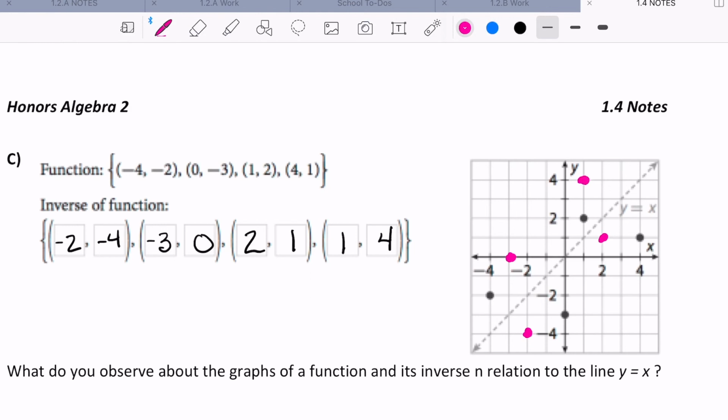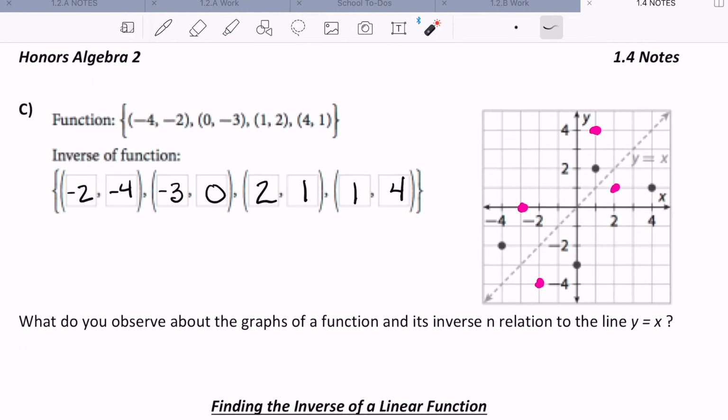Now, if you take a look at those points, what do you observe about the graphs of a function and its inverse in relation to the line y = x? All right, so think about it. Let's start with our first point here. (-4, -2), the inverse was (-2, -4). (0, -3), the inverse was (-3, 0). (1, 2), inverse was (2, 1). And the last one, (4, 1), inverse is (1, 4).